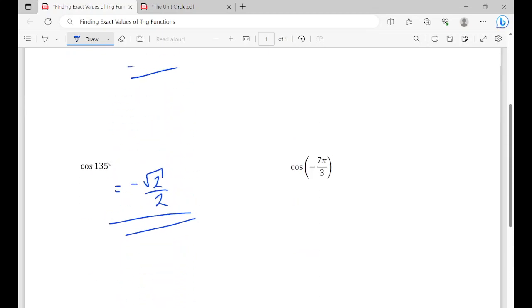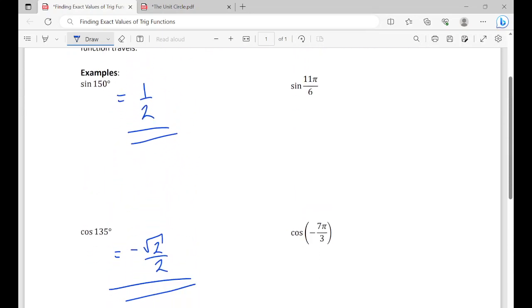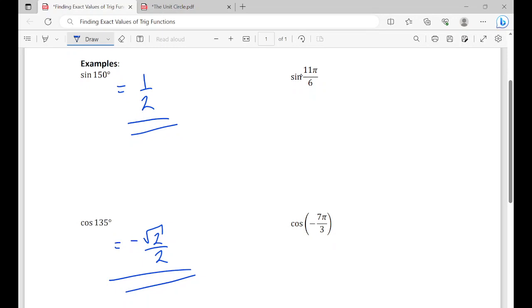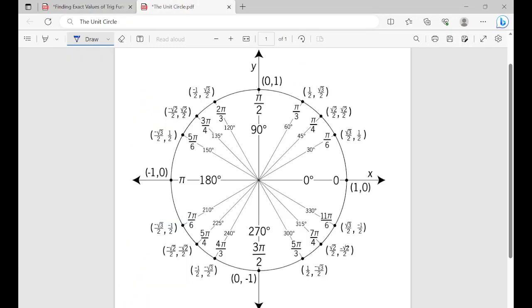Now that is dealing with degrees. What about radians? So we got sine of 11 pi over 6. So again, it's positive, so we're going to go in the counterclockwise manner until we get to 11 pi over 6, which is all the way here in quadrant 4. And since we're looking for sine, we want the y value, so -1/2.